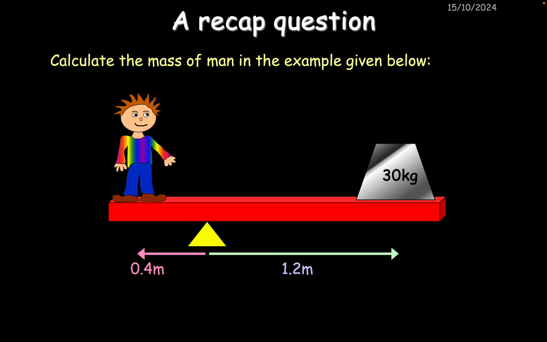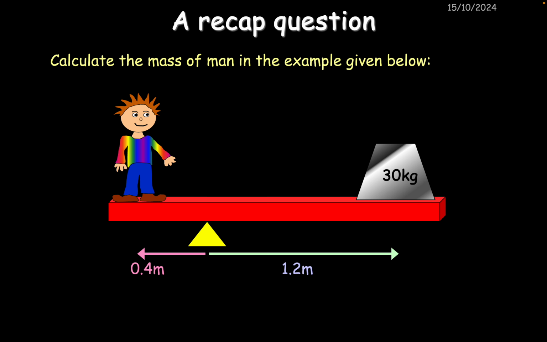So here is a recap. If you got 30 kilograms at 1.2 meters from the fulcrum and the man is standing at 0.4 meters, and if they're balanced, can you work out the mass of the man? I'm sure you can. Yeah, 30 times 1.2, what's that? 30 times 1.2 is 3.6. Is that right?